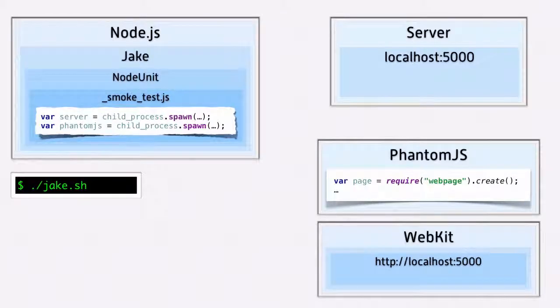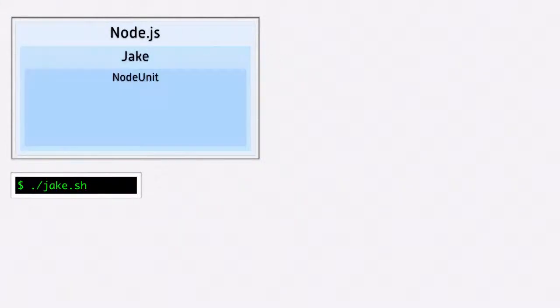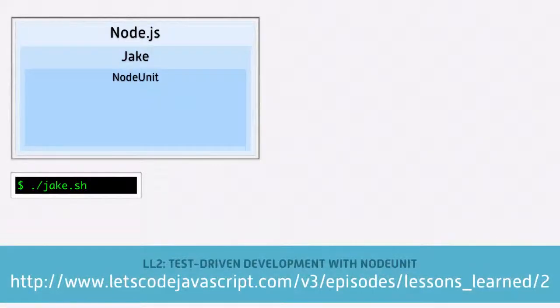Now, once you've got PhantomJS installed, you need to run it automatically. I've chosen to tie it into my existing test infrastructure. You, of course, can run it in any way, and the code I'm going to show you here will apply in those cases as well. Now, the way this is going to work is we're going to run Jake. That's going to launch Node, which will run our Jake file, which will run Node unit. For details about how this works, check out Lessons Learned number 2, where we cover it in detail.